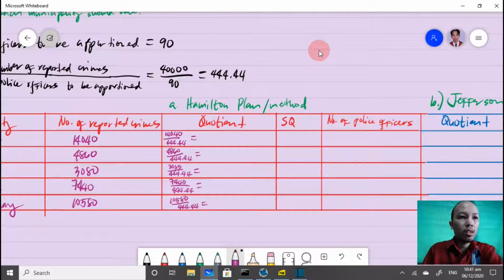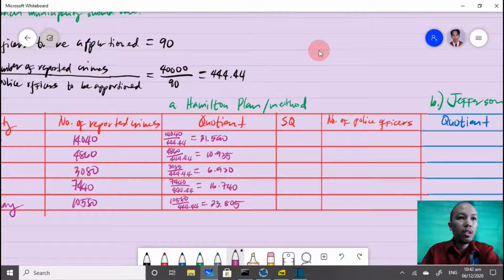Use your calculator. The resulting quotients, rounded to 3 decimal places, are 31.590, 10.935, 6.930, 16.740, and 23.805.